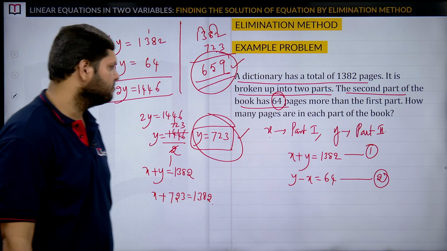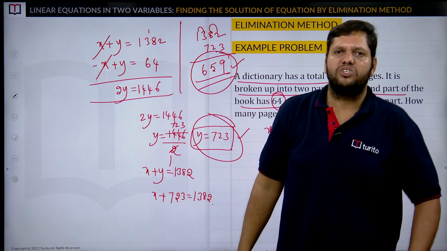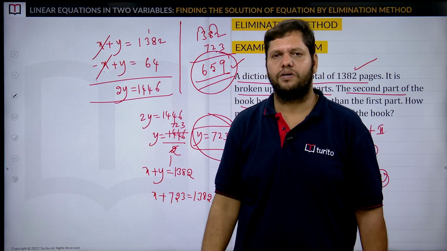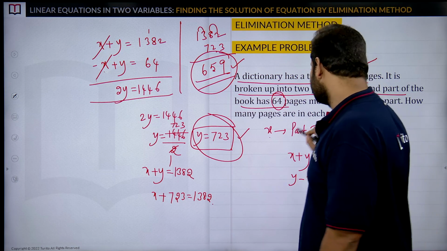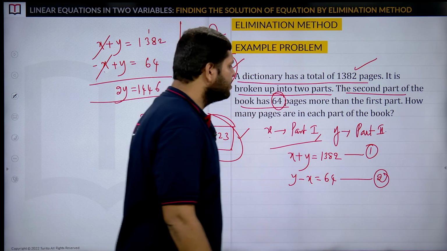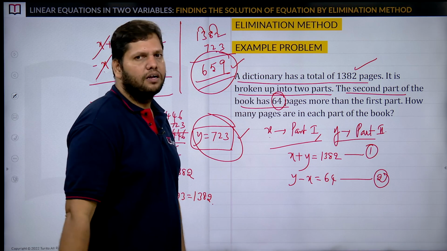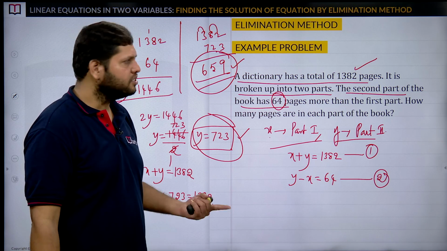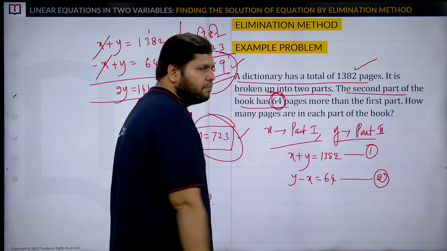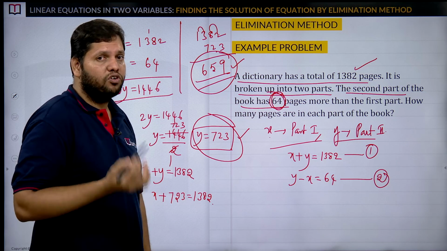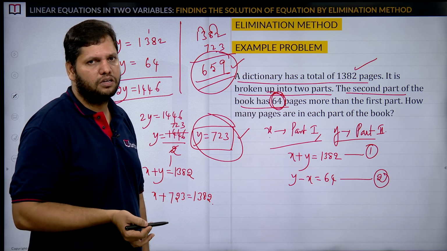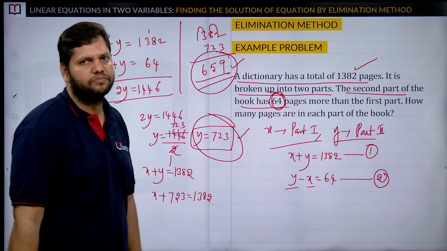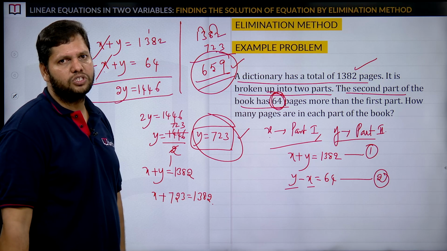Clear, children, this question? Or any doubts? Question is very simple, children. They have one dictionary. So dictionary has completely how many pages? 1382 pages. And that dictionary is broken into two parts. So first part I will take x and second part I will take y. Then one more condition. The second part is greater than first part. But how much is greater, children? 64 pages more. That means the second part has 64 more pages compared to the first part. So what I am writing? The difference of second part and first part is equal to 64. So take that as equation 1 and take this as equation 2.